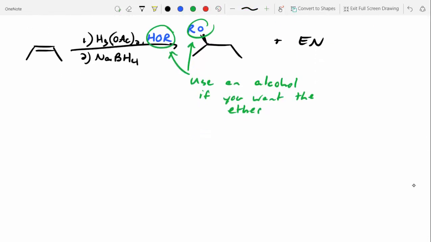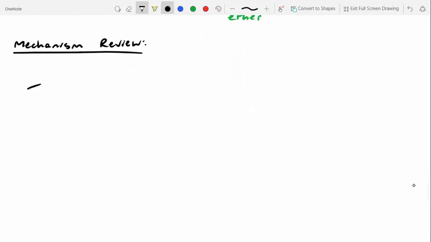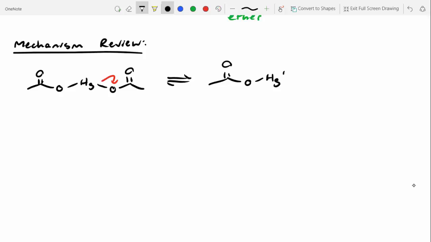So let's see, the mechanism review. I have a feeling some people might have forgotten it. Remember, the first step always involves one of these acetate groups falling off. And when we do this, we now have a positively charged mercury. And if we treat this with our alkene in the above example, what happens?